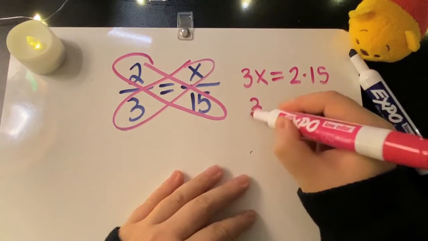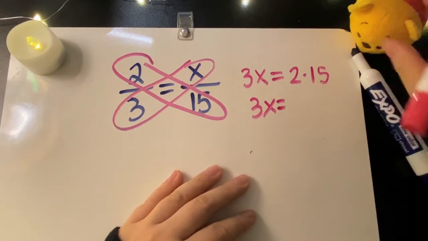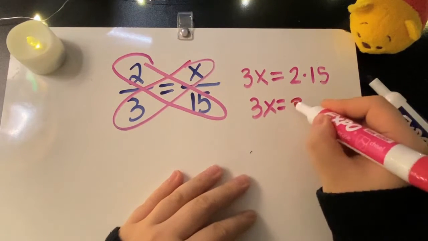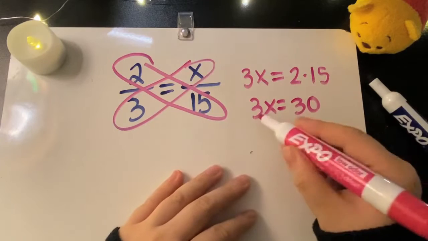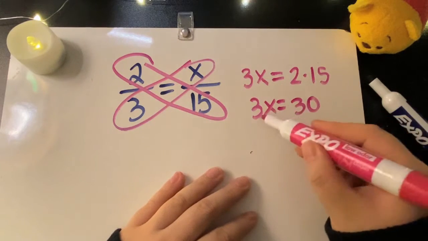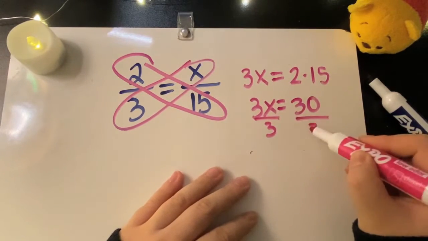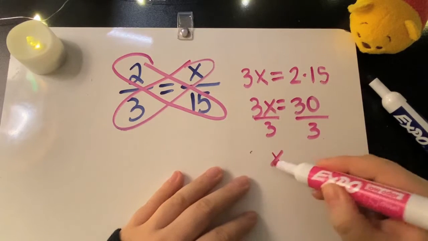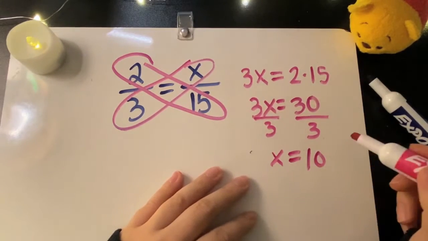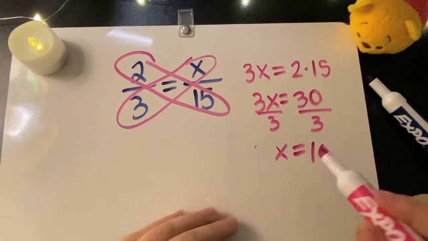So you'd have 3x equals 30. 2 times 15 is 30. Then divide by 3 on both sides. So again, the one step. But then you'd have x equals 10, because 30 over 3 is 10.